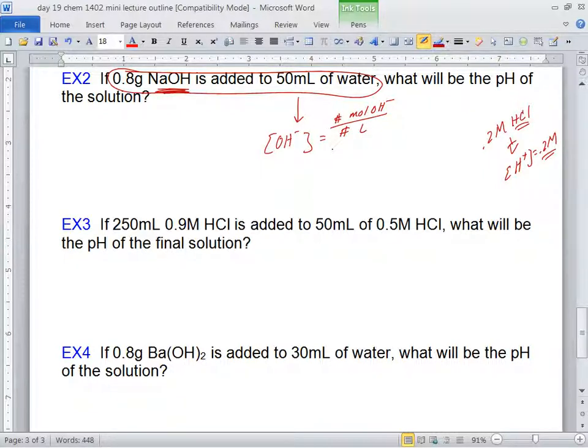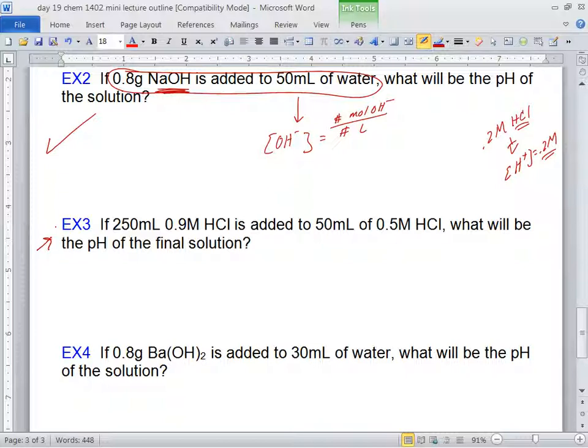So remember how to get grams to moles? You had to calculate what, Cameron? What was it called? Molar mass of NaOH. So see if you can get that one.